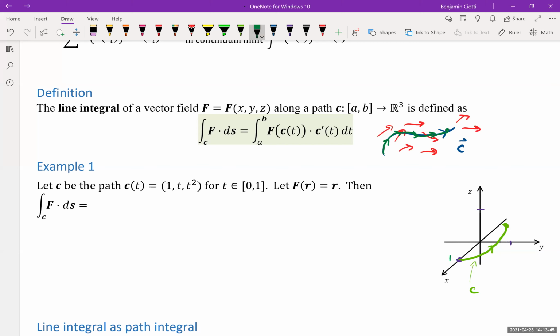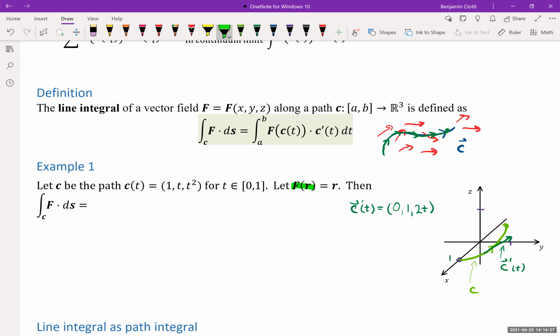I suppose I should figure out its velocity. So C prime of t will be 0, 1, 2t. That's my velocity at points on the trajectory. Right, so that would be an example of a velocity vector. And according to the line integral formula, and now let's let our force field just be F of r equals r.